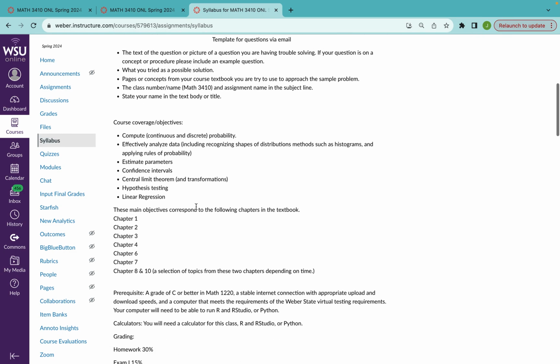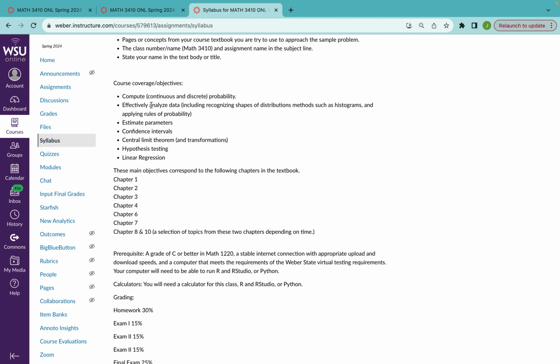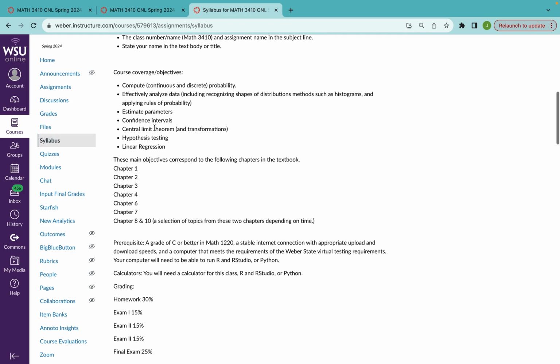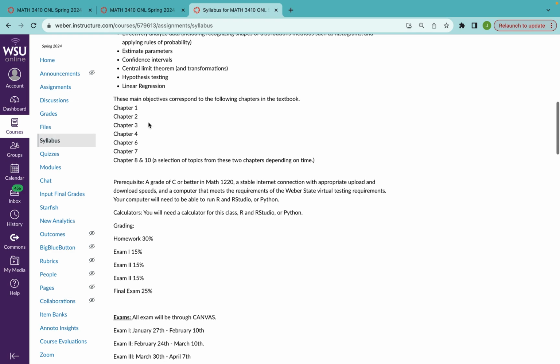So in terms of the course coverage, these are the main topics for the course. Computing continuous and discrete probabilities, being able to effectively analyze data, estimate parameters, construct confidence intervals, using the central limit theorem and understanding transformations, hypothesis testing, and linear regression. This corresponds to these chapters of your textbook.